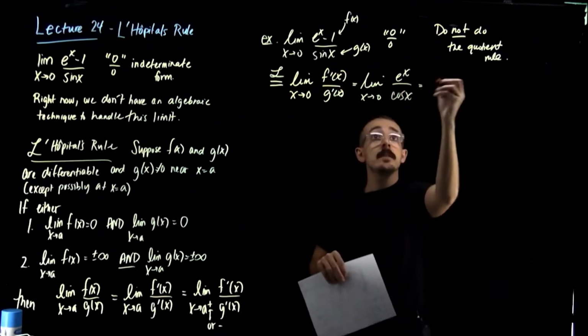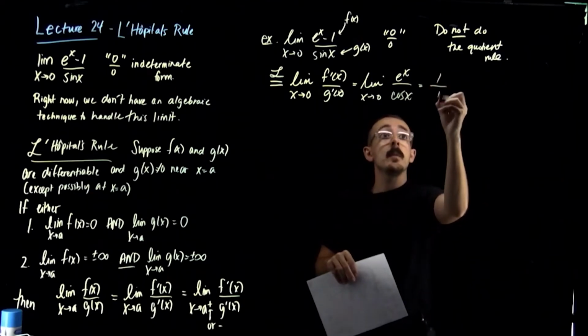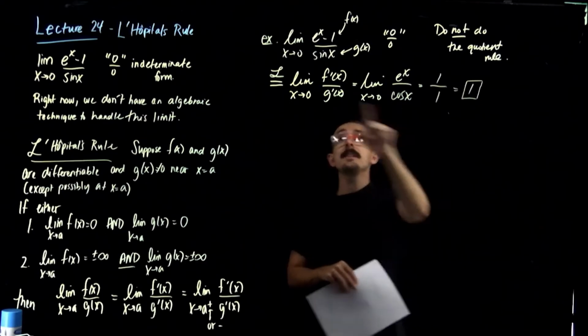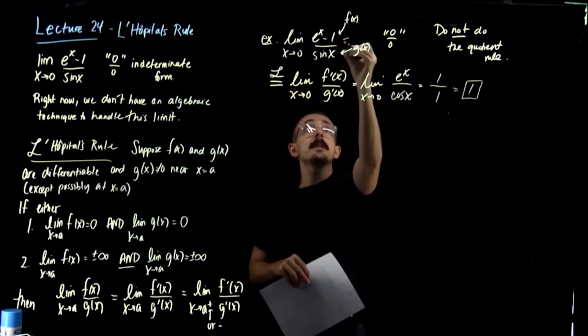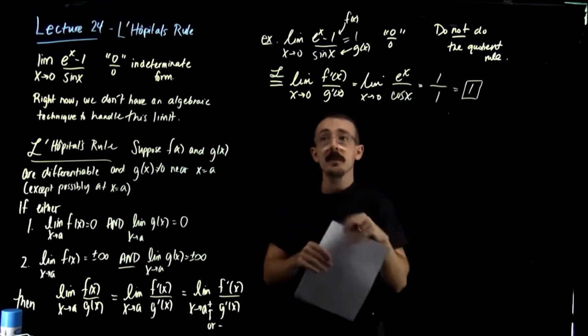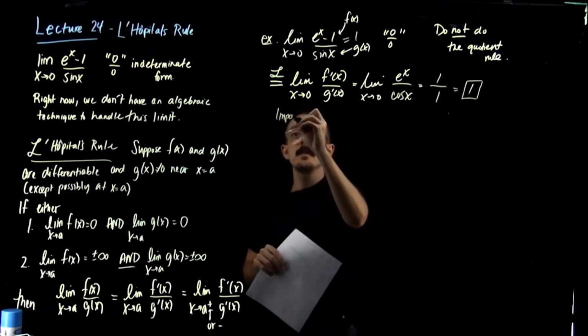So if you plug in 0, you're going to get 1 over 1, which is 1. So because this one is 1, it means the original problem is also equal to 1. So that's L'Hopital's rule. So it's really important. So important.